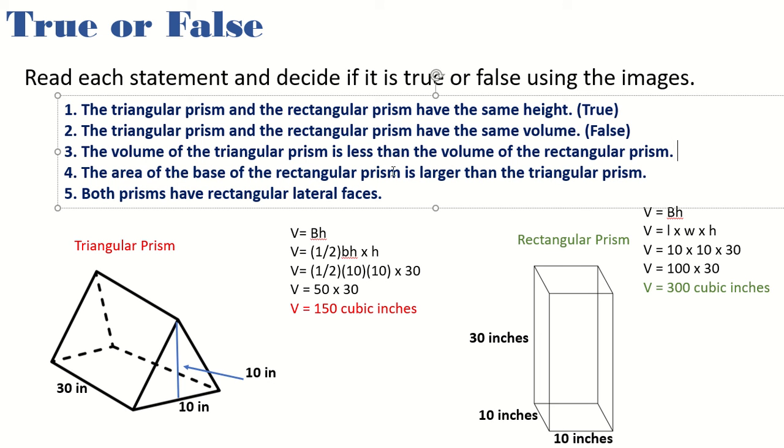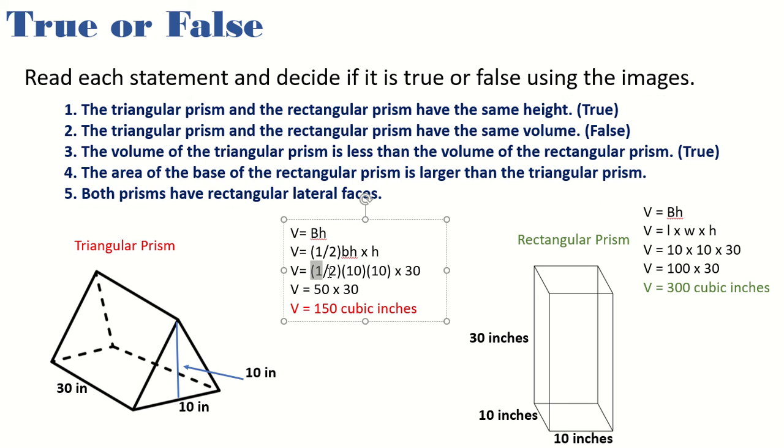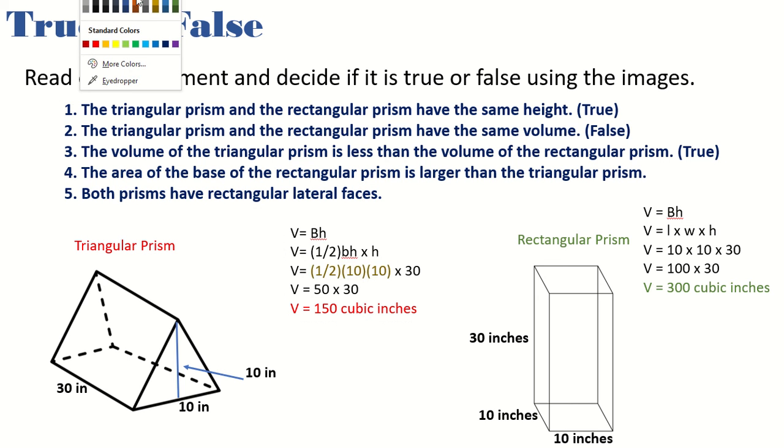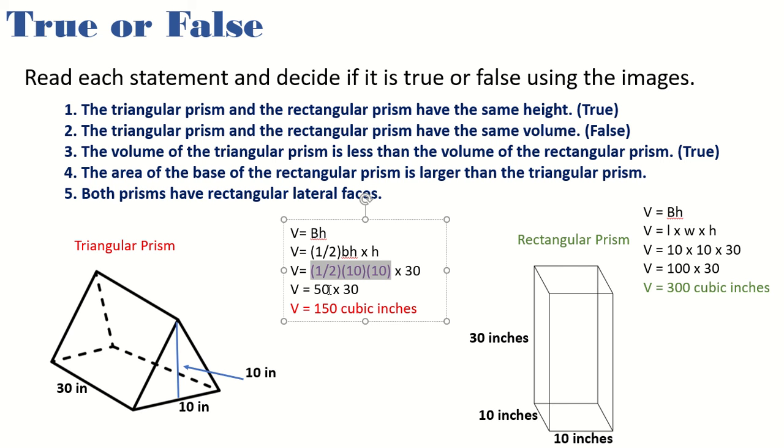Okay, let's look at the next one. The volume of the triangular prism is less than the volume of the rectangular prism. Okay, less means smaller. So the triangular prism, is that less than the rectangular prism? Yes. So that was true. So the next one. The area of the base of the rectangular prism is larger than the triangular prism. Okay, so remember that right here we did the area of the base of the triangular prism. So I'm going to give that a different color. Let's do purple.